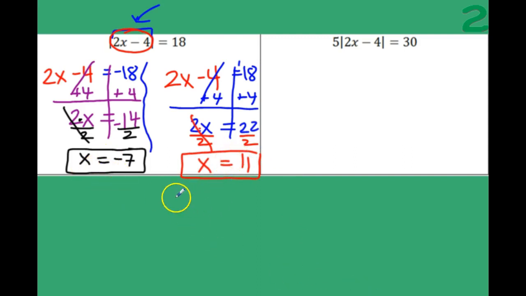So those are my two answers. If you're not sure if you got it right, remember, plug it back in. See if 2 times negative 7, that's negative 14.